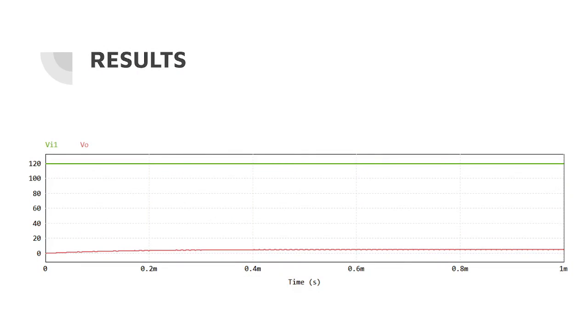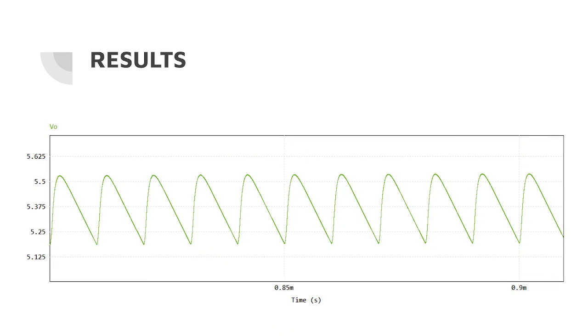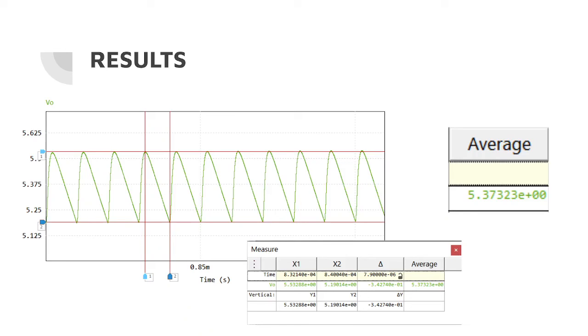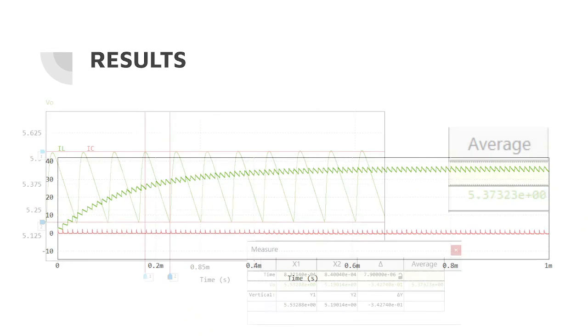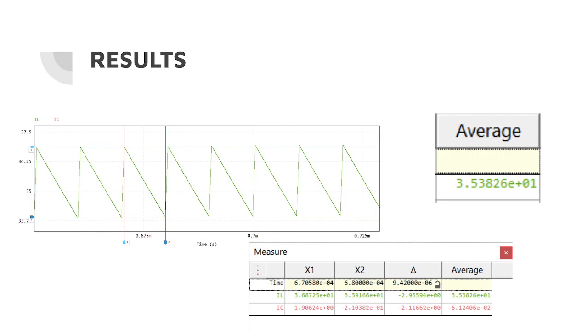Results. These are the results obtained for the 120 volts input voltage. Focusing on the output voltage, we got the result that consists of the transient state and the steady state. Zooming in on the output voltage, we got this really stable and steady wave. As we can see, we obtain a 5.37 average output voltage and a ripple of 0.342 volts. And now for the capacitor and inductor currents, we got this wave representation. Zooming in on the wave, we obtain a 3.53 average current and a ripple of 2.95 ampere.